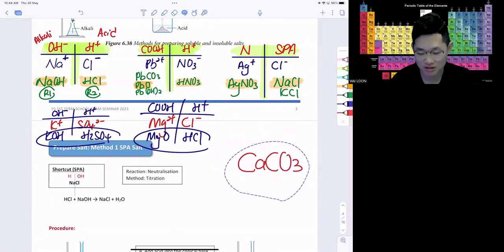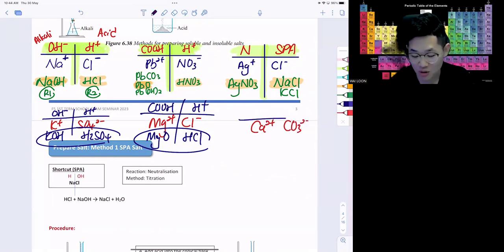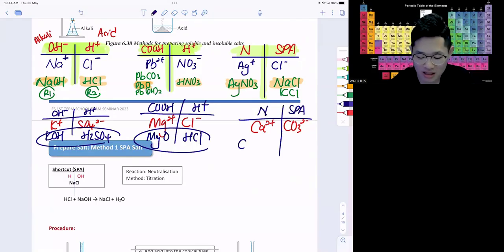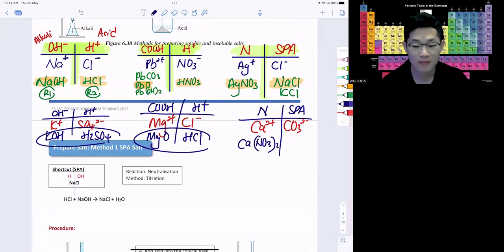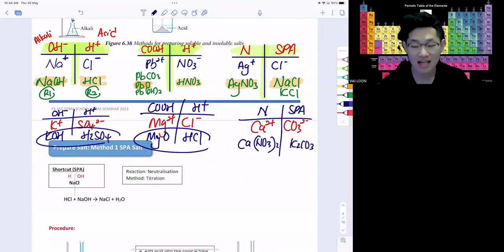Good. Thank you very much. Ca2 plus, CO3 2 minus. So we use the cross and SPA. Very good. Calcium nitrate. Okay, we can use sodium or potassium carbonate, anything.